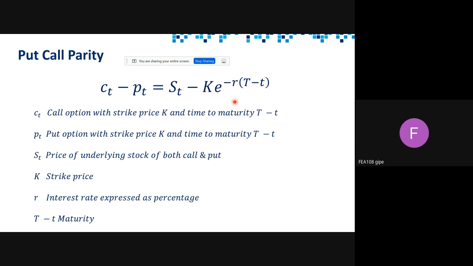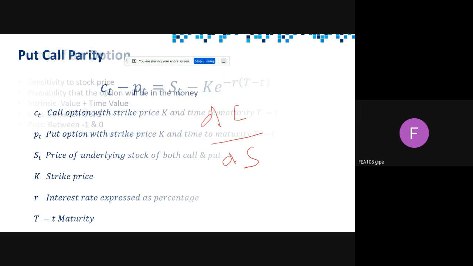Okay, so that's a logical equation. Remember, it's called put call parity. If you go to an interview, you should be able to answer this question without even knowing the formula. The formula is very intuitive. The difference between the call and the put premium is nothing but the difference between two prices, the spot price and the discounted exercise price. Okay, let's go to the next one.